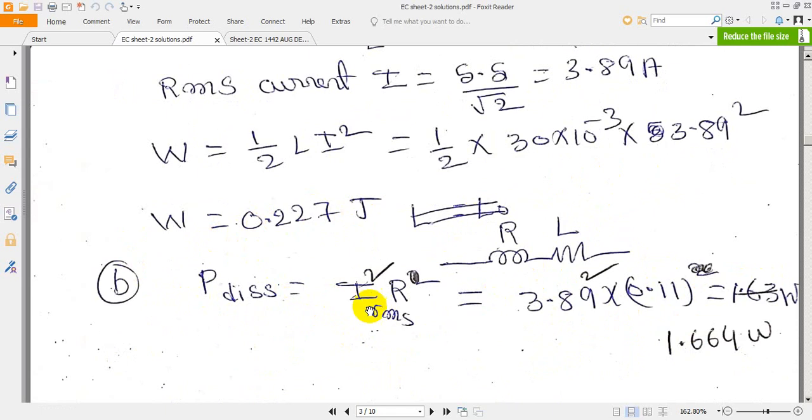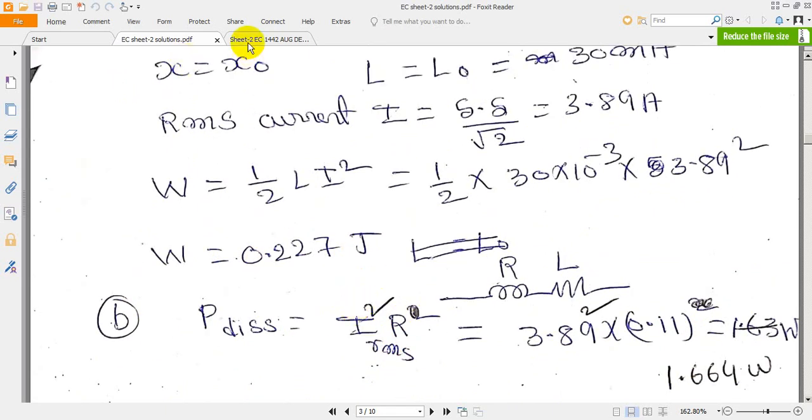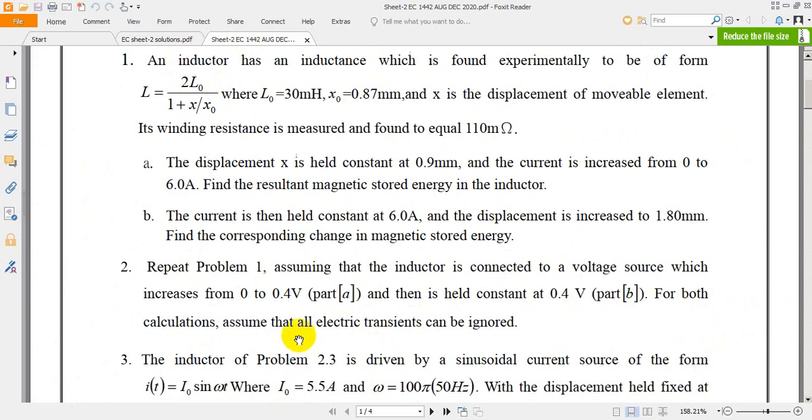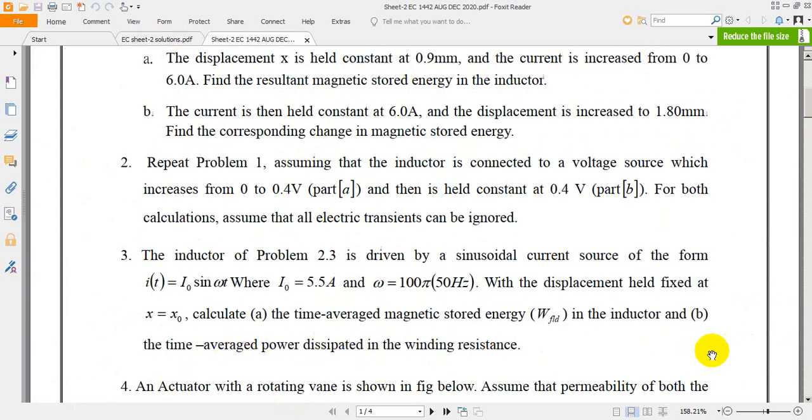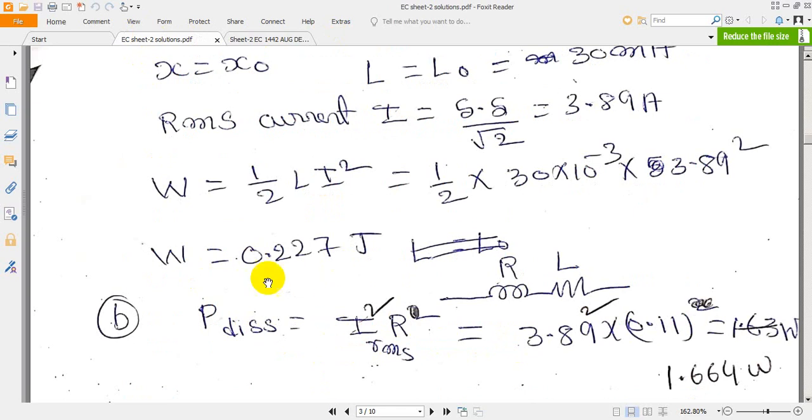So power dissipated is equal to I square R. The question asked is, you need to understand the question. He is saying power dissipated in the winding resistance, or simply if he says power dissipated also, we need to evaluate the power dissipated. Wherever we are having the resistance, the power is dissipated, and resistance is available in the winding. So we can take the resistance of the winding. So power dissipated is equal to I square R.